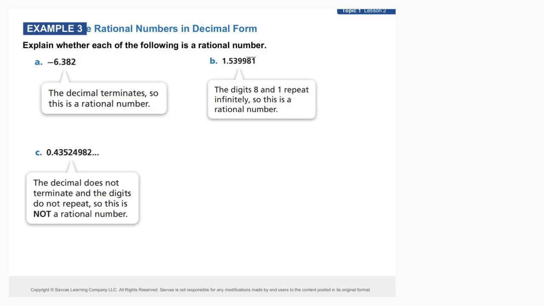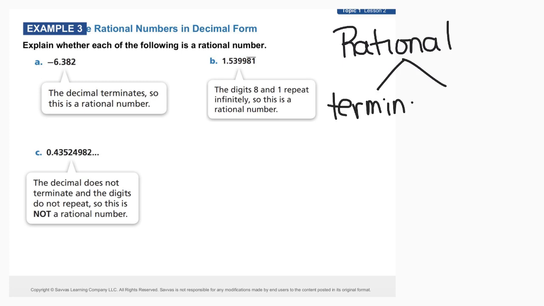We are on example number 3 on page 16, and we are going to have a new vocabulary word. Eventually, we're going to get this into our vocabulary sheet on page number 6, but for today, what I need you to know is that rational numbers do two things. Rational numbers either terminate, or they are going to repeat. If they don't stop or they don't repeat, they're not rational.